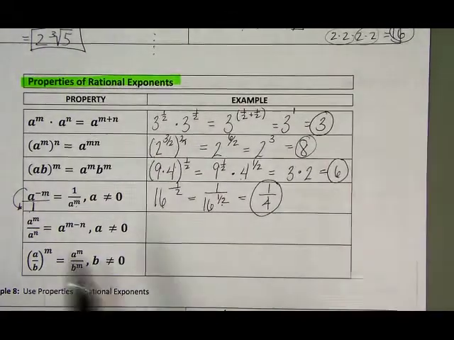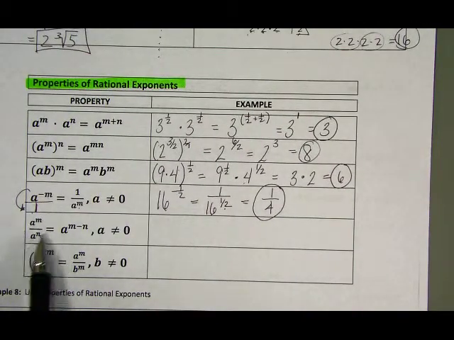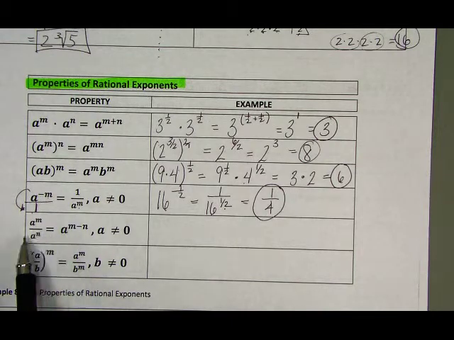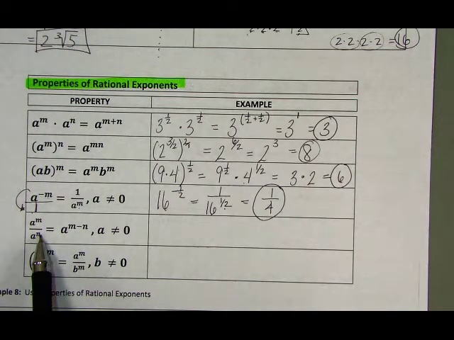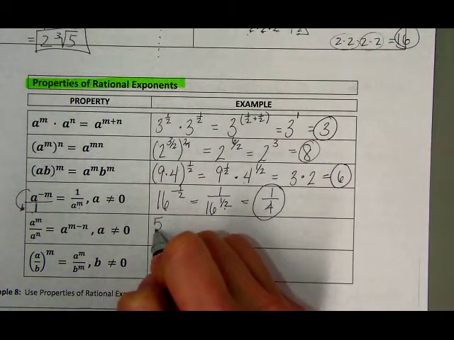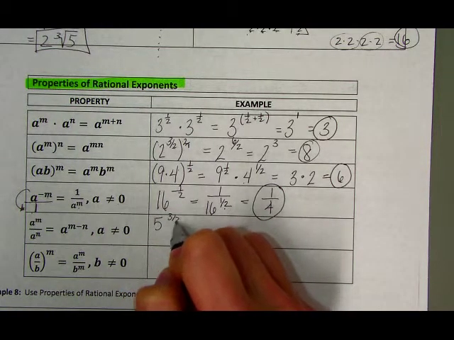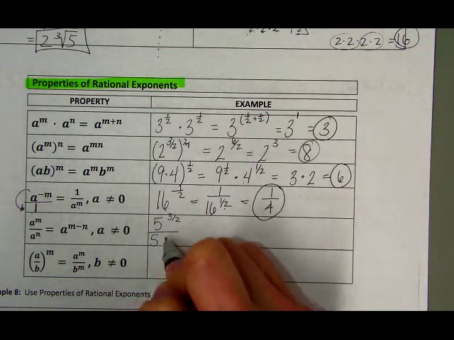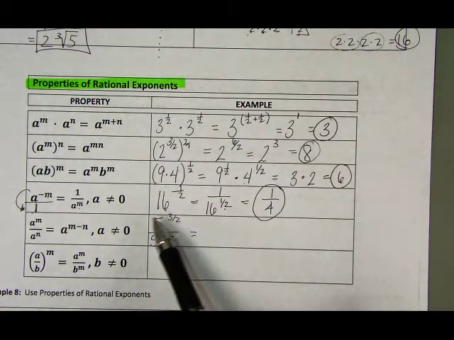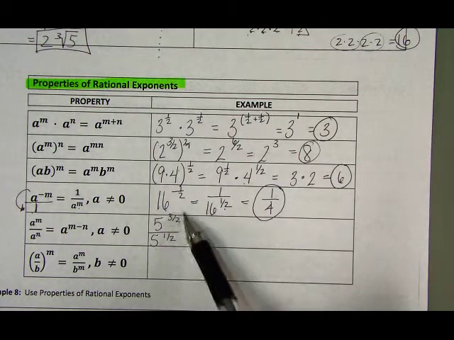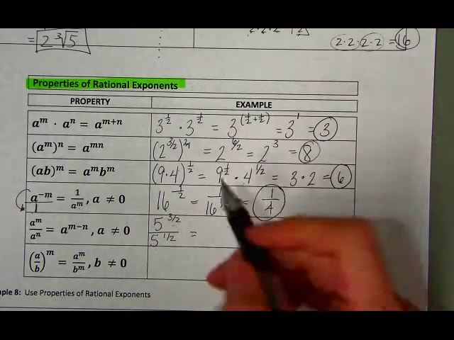In our next property, we're looking at a to the mth power divided by a to the nth power. And in this case, we have the same base for both of them. Our exponents are different numbers. We take our numerator exponent minus our denominator exponent, as long as they're the same base for our fraction. So in this case, we have 5 to the 3/2 power divided by 5 to the 1/2 power. Since we have the same base for both of these and we're using division, we can simply take our numerator exponent minus our denominator exponent.